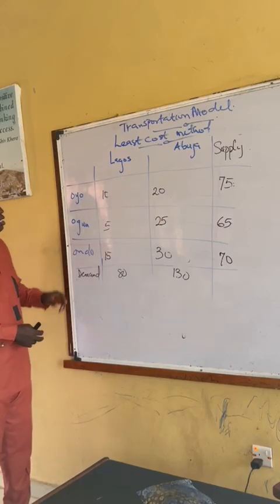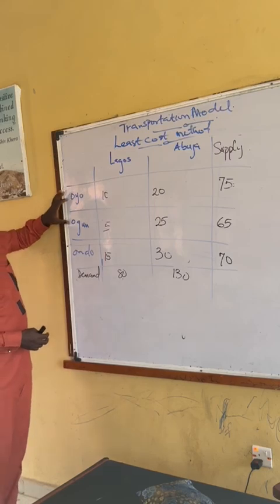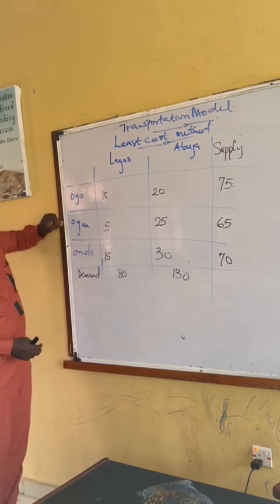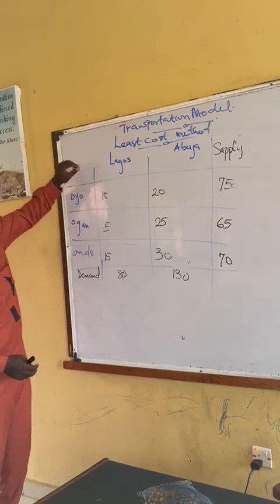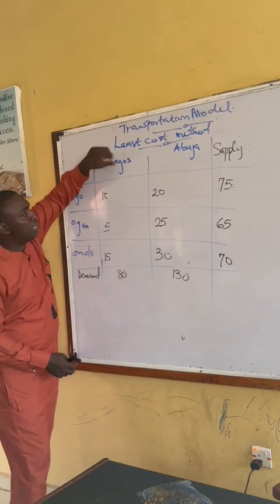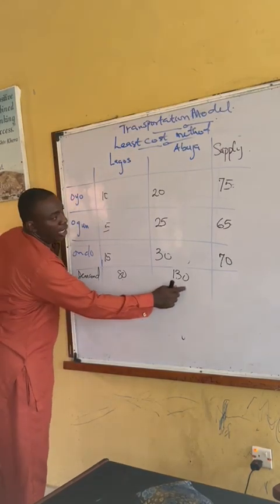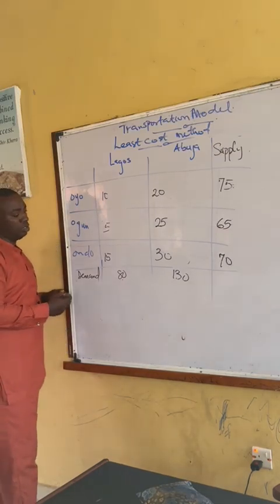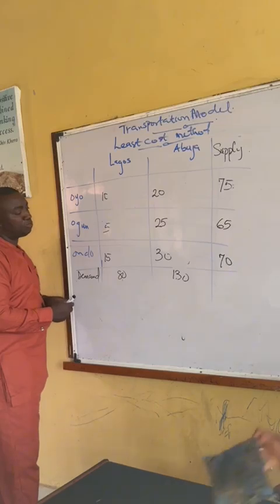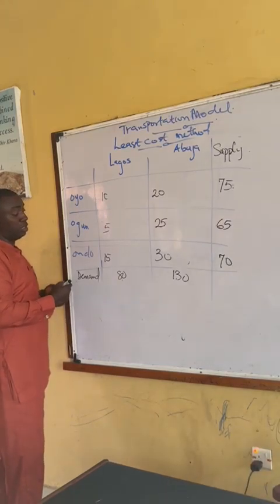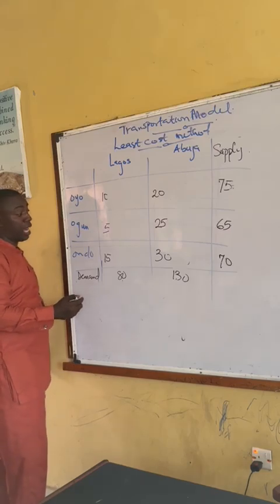We have the source of the goods. The sources are from Oyo, Ogun, Ondo, and we are transporting them to Lagos and Abuja. The demand are as follows. Like I told you, the first thing you got to do is to add the demand together, checking if it is equivalent to the supply.